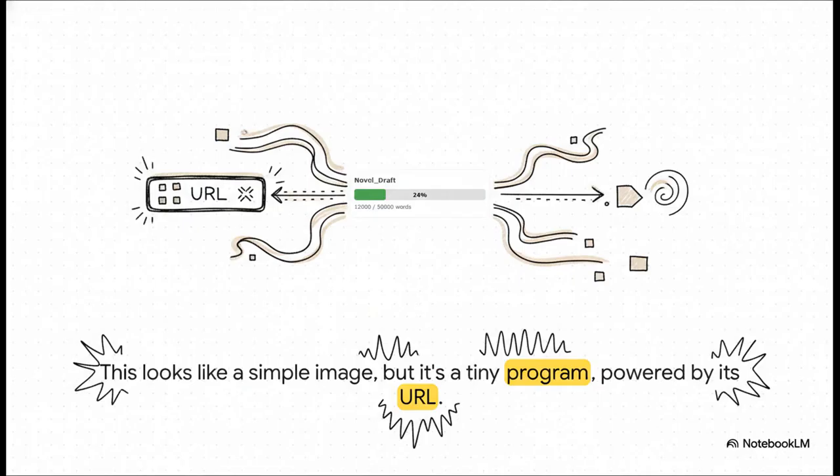So take a look at this. It might look like just a simple image, right? A progress bar. But it's not. This is actually a tiny little program. And the coolest part, it's powered entirely by its own URL. We're going to break down exactly how that works, how this thing is actually a live, data-driven graphic that changes based on the info in its own web address.